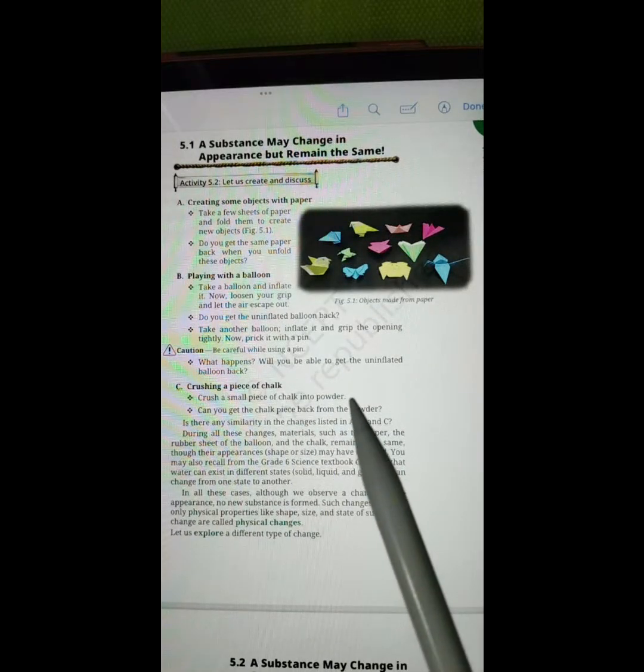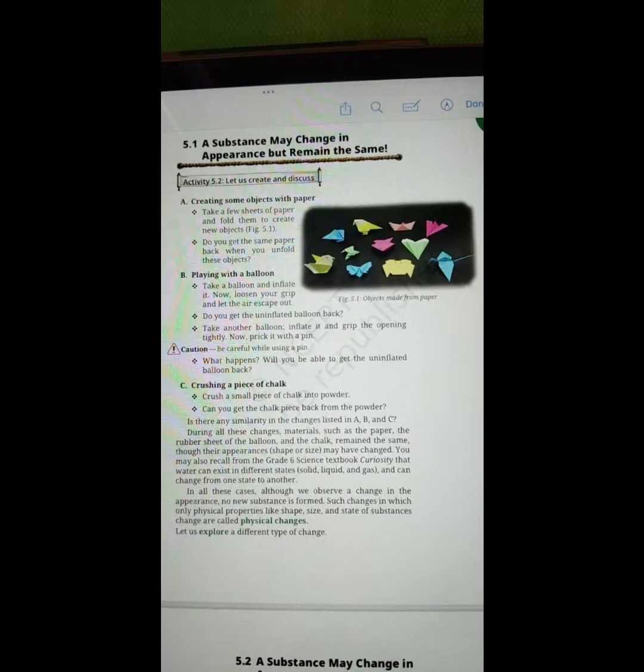So these are the examples that are being listed for you so that you can find out which amongst them are the physical changes and which among them are the chemical changes. Crushing a piece of chalk. Crush a small piece of chalk into powder. Can you get the chalk piece back from the powder? Is there any similarity in the changes listed in A, B, and C? During all these changes, materials such as the paper and the rubber sheet of the balloon and the chalk remain the same, though their appearances, shape, or size may have changed.